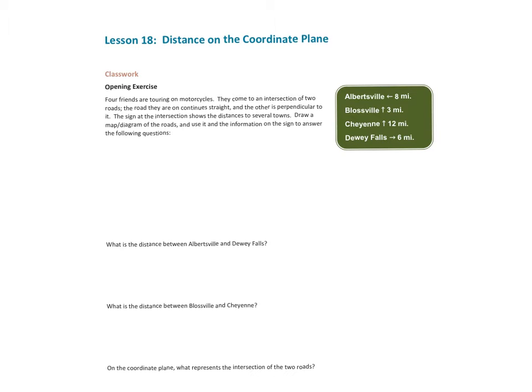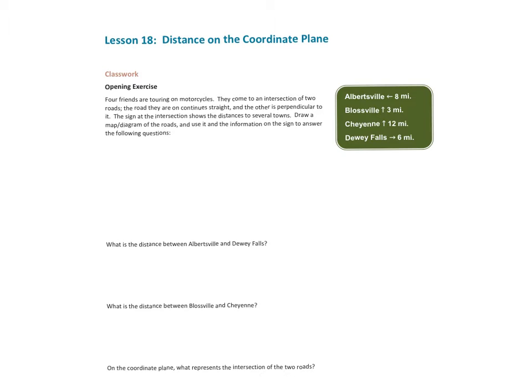Hey there, we are working now on lesson 18, and this is still module 3, but we're really getting close to the end here. Lesson 18 is on figuring out the distance on the coordinate plane. So the opening exercise says 4 friends are touring on motorcycles. How fun. They come to an intersection of 2 roads.